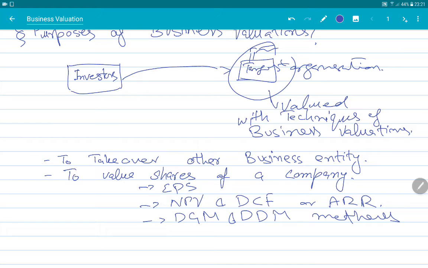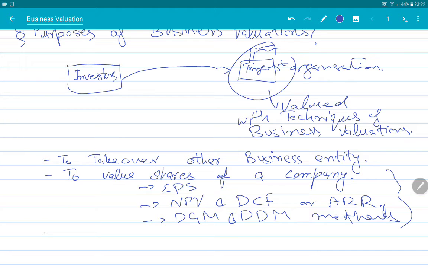These are a few methods with which a business can be valued, and these methods typically relate to a listed or quoted company. A listed company is a company that is listed on the stock market, such as the London Stock Exchange or the New York Stock Exchange.